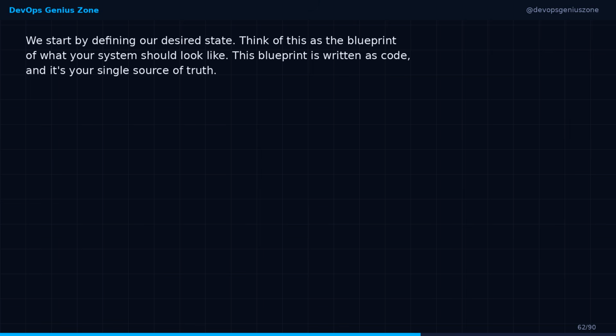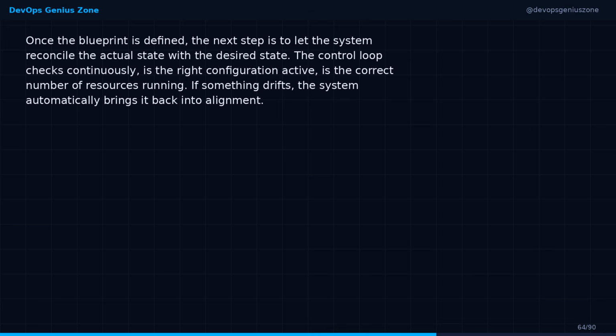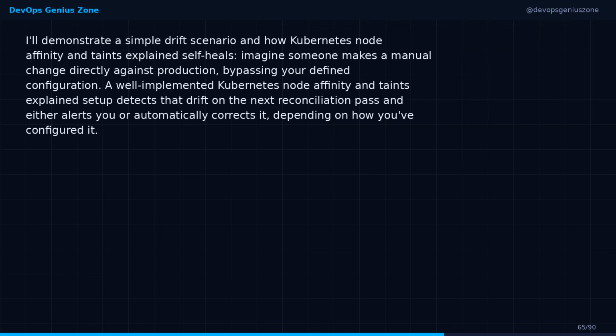Once the blueprint is defined, the next step is to let the system reconcile the actual state with the desired state. The control loop checks continuously: is the right configuration active, is the correct number of resources running. If something drifts, the system automatically brings it back into alignment. I'll demonstrate a simple drift scenario and how Kubernetes node affinity and taints explained self-heals. Imagine someone makes a manual change directly against production, bypassing your defined configuration. A well-implemented Kubernetes node affinity and taints explained setup detects the drift on the next reconciliation pass and either alerts you or automatically corrects it, depending on how you've configured it.